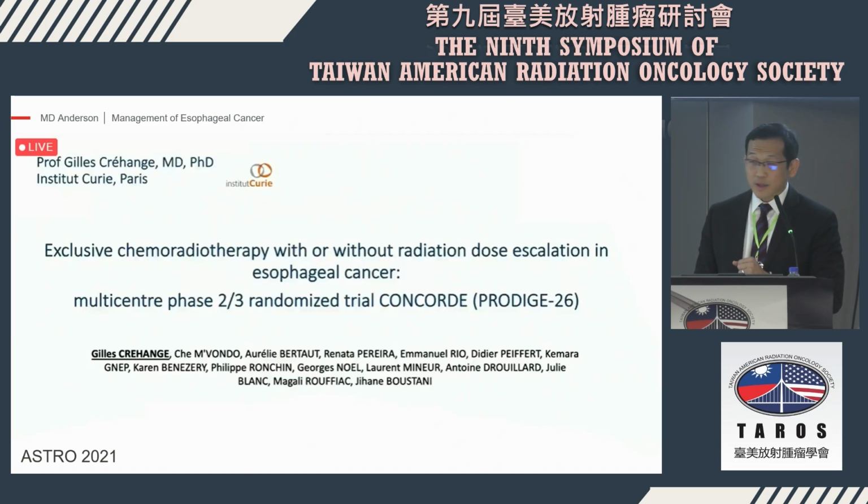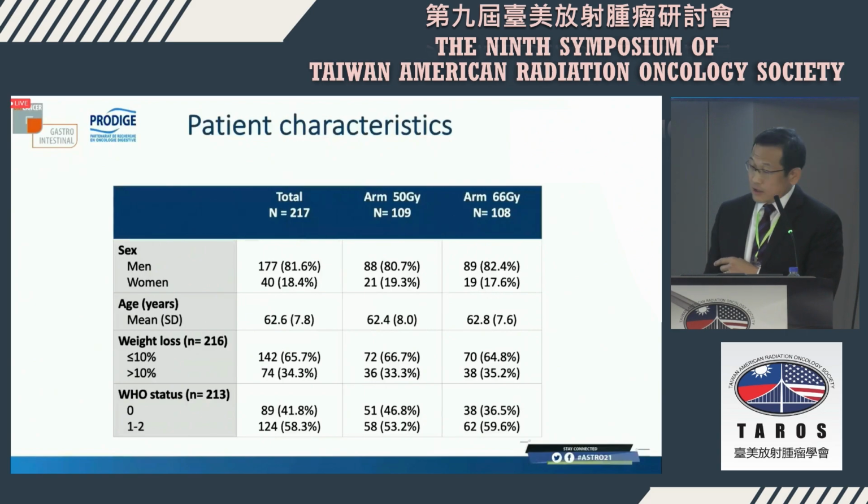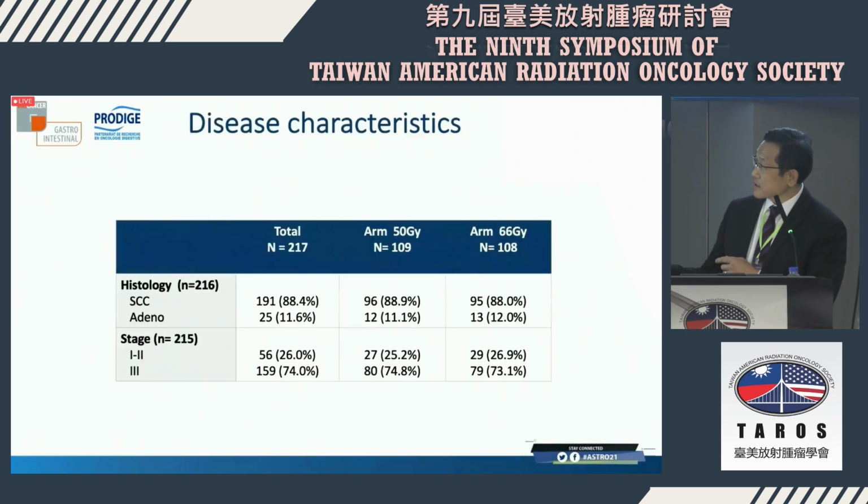So now the next one is the Concord. This is not yet published, and I've been looking at it even last night. This has not yet been published. However, it was presented at ASTRO 2021. So for the patient characteristics between the two groups, most of these patients are squamous cell carcinoma. 80% are squamous cell carcinoma patients. Here, even more, 88% are squamous cell carcinoma patients with locally advanced disease.